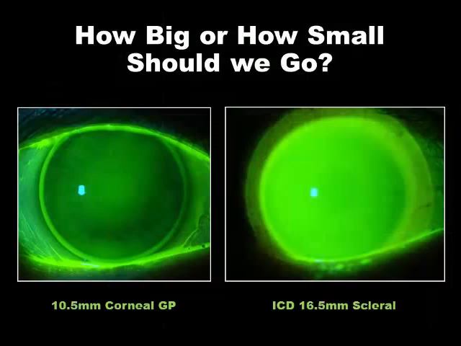Now, we're really focused on fitting large diameter corneal GP lenses for patients with astigmatism or low amounts of asymmetry, and we're highly focused on fitting patients that have severe disease or severe asymmetry with the ICD, a large diameter lens, a 16.5. The question would be, is there an in-between that we could do for a patient that can't achieve comfort in a corneal GP but doesn't necessarily need a large vaulting scleral lens like the ICD 16.5?